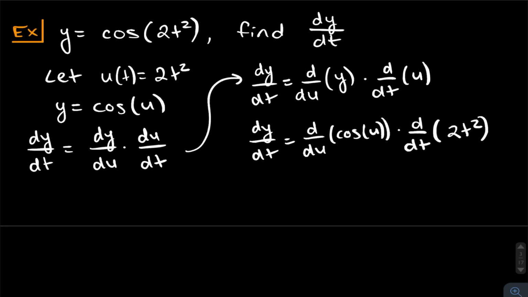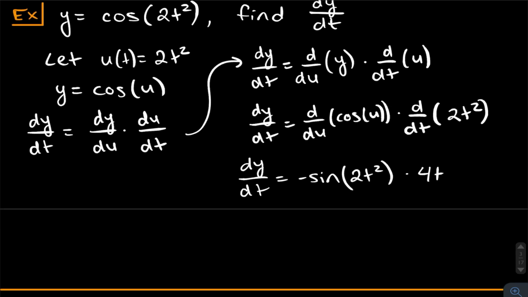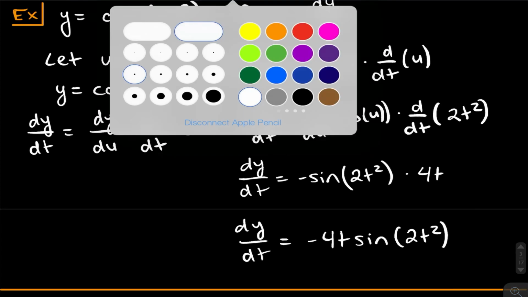Okay? So then we keep going here. The derivative with respect to u of cosine of u is going to be negative sine of u. Instead of writing u, we can write 2t squared, right? Just sub that back in already so we don't have to do it later. And then if we take the derivative with respect to time of 2t squared, we get 4t. And so we get that dy over dt is equal to negative 4t sine of 2t squared. All right?